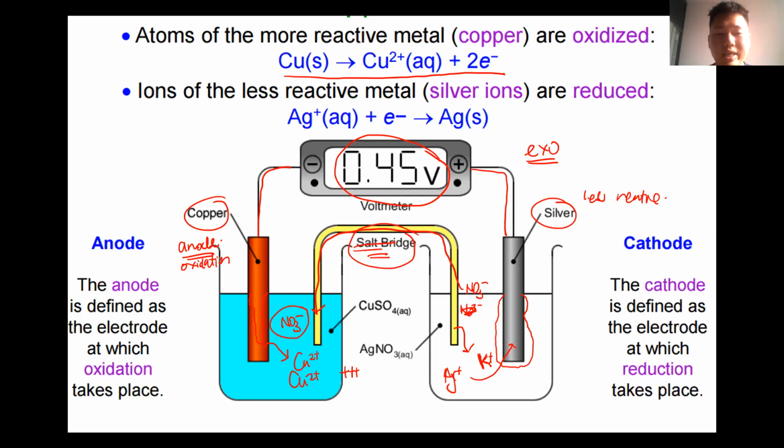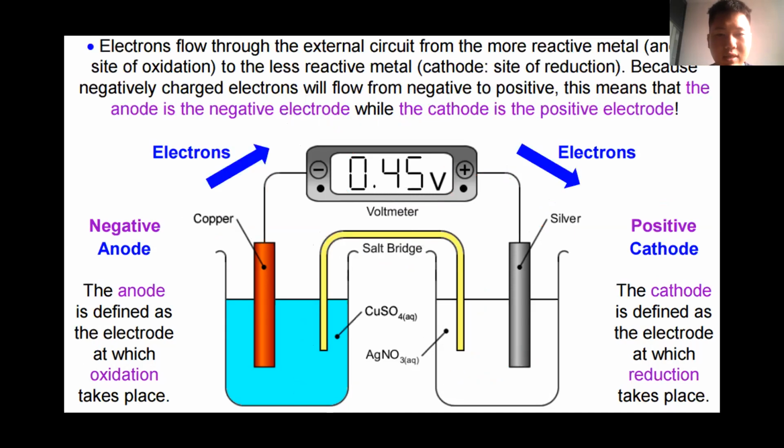So for this whole setup, we can detect a potential difference. This is what happens in a battery. Energy is released in a battery, so this reaction is exothermic. Okay, so electrons flow through the external circuit from the more reactive metal, which is the copper, the place where oxidation happens, to the less reactive metal at the cathode. Because negatively charged electrons flow from the negative to positive, the anode is the negative electrode, while the cathode is the positive electrode.